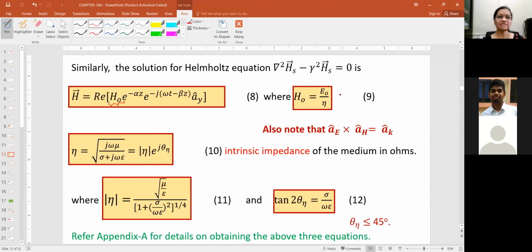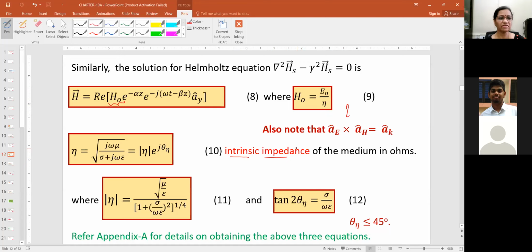And there is now a relationship between H naught and E naught. I kept telling you from the beginning that H naught and E naught are related because we are talking of dynamics. So now we come across that relation. The relationship between the amplitude of the magnetic component and the electric component is given by H naught equal to E naught by eta. This symbol is called eta. And what is eta? Eta is called the intrinsic impedance.